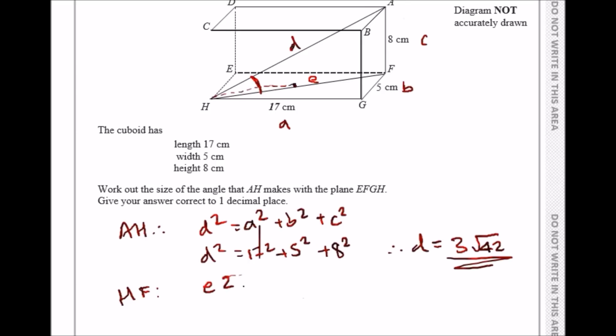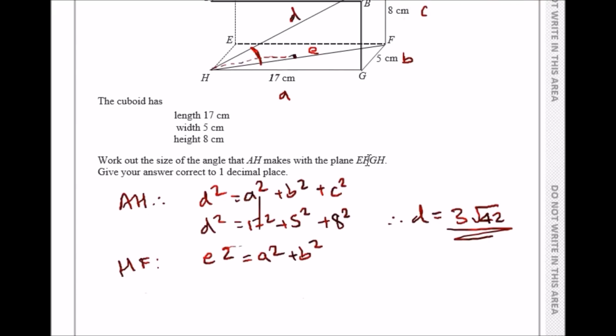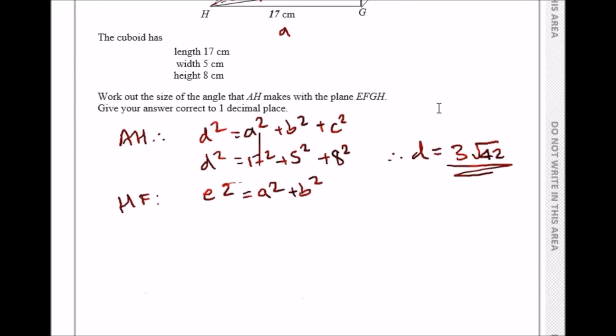E squared equals A squared plus B squared. And we know the values of A and B are 17 and 5. So we're going to have E squared equals 17 squared plus 5 squared. Then doing this in your calculator, just like the other one, and square rooting these figures, 17 squared plus 5 squared will give us 314. Square rooting that will give us root 314. So I guess I'll keep it simple here.